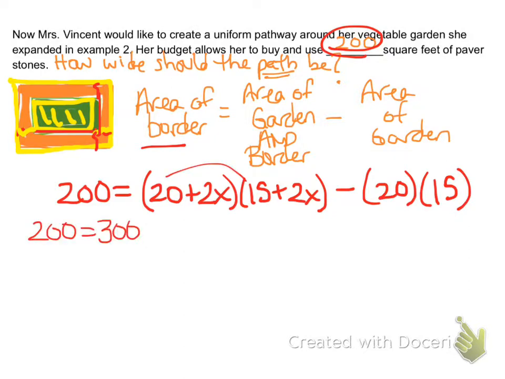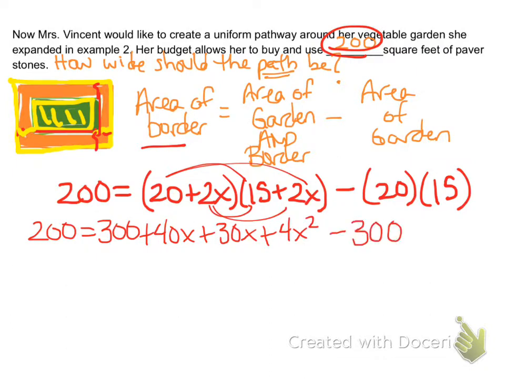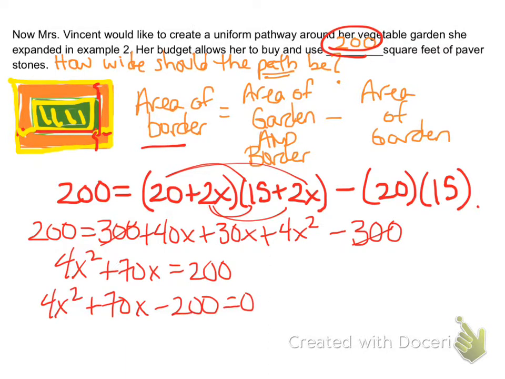Now again, I need to just FOIL this out, so 200, and just going to FOIL this out. And then don't forget that we're also subtracting 300. So combining all the like terms on the right-hand side, the 300s cancel, plus and minus. So I get 4x squared plus 70x, and that's still equal to 200. Getting it equal to 0, and factoring out a common factor of 2.